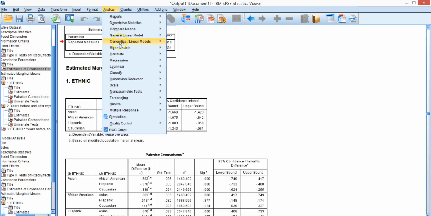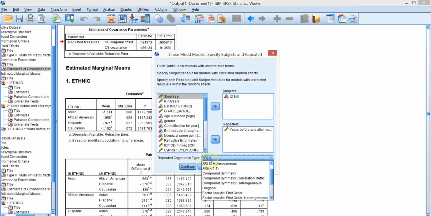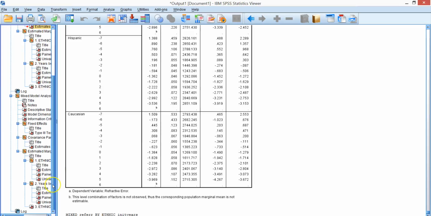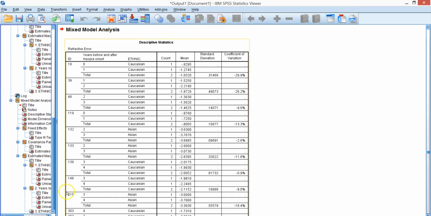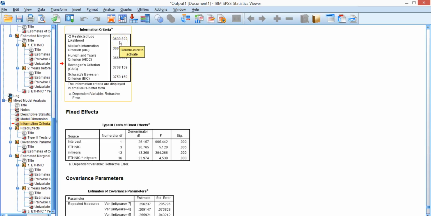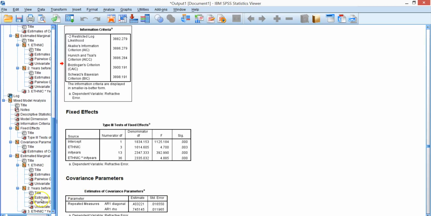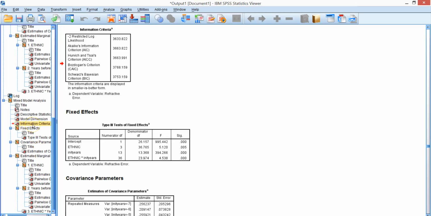Let's do it one more time. Let's try that heterogeneous one and see if that gets us any better. 3663 compared to 3886. Well, that's a little bit better of a comparison. It's not as big of an improvement, but it's definitely an improvement.